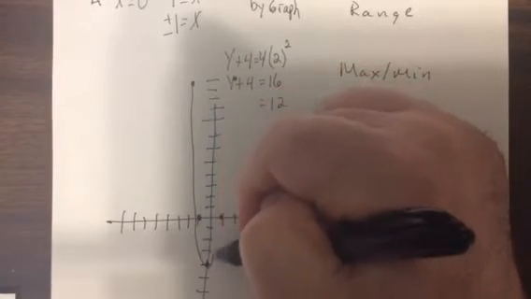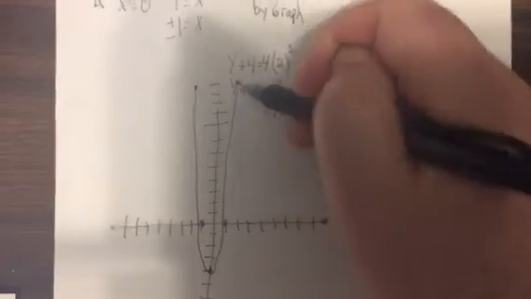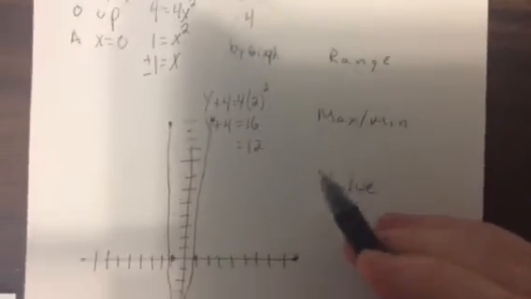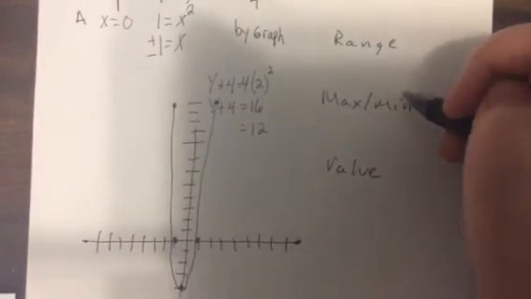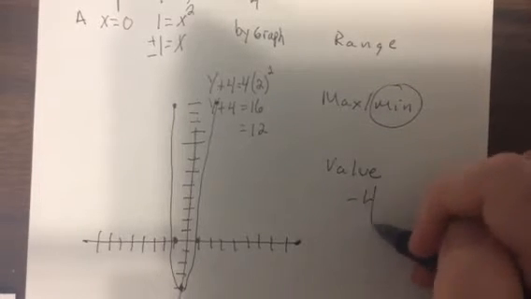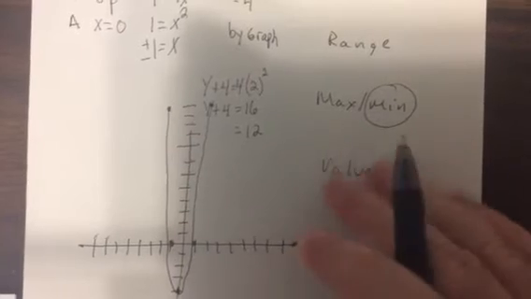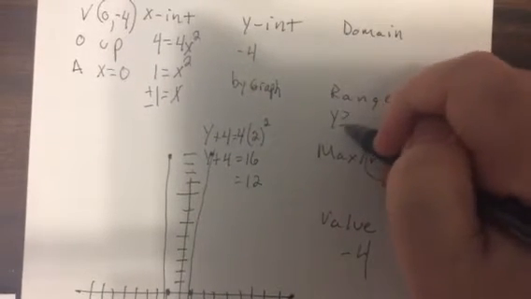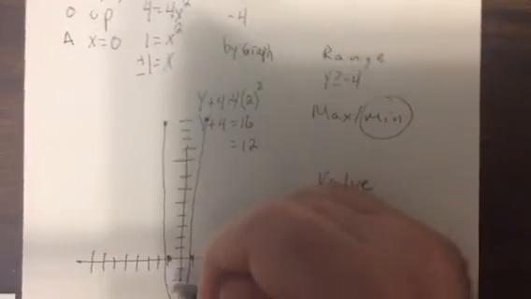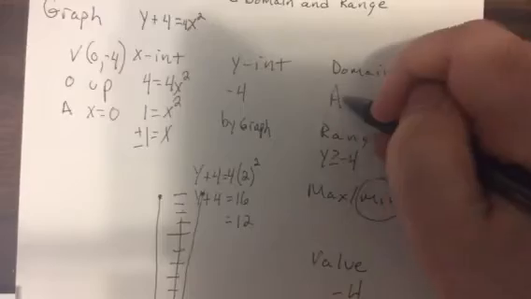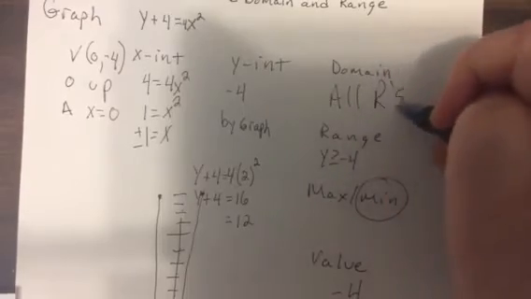So here's my graph. Now notice it's skinny because I got this 4 for A, so it's multiplying this thing up fast. Now it's opening up, so it's a minimum, and the minimum value would be -4. It's always the y value for max or min. Now the range, y is greater than or equal to -4, because it starts at -4 and goes up forever, and the domain would be all reals.